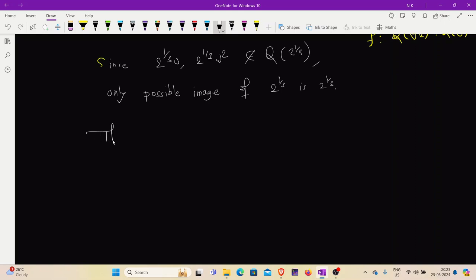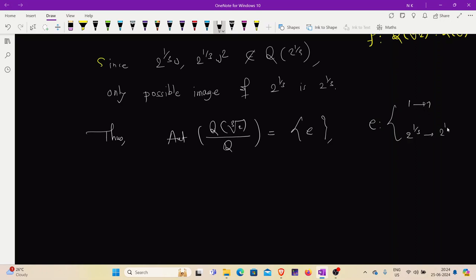Thus we can conclude here that the automorphisms of Q(cube root of 2) over Q is equal to only e, where e means 1 maps to 1, and 2 raised to 1 upon 3 maps to 2 raised to 1 upon 3. That's it. So the cardinality of the automorphism group of Q(cube root of 2) over Q is 1. Let me write this as the second statement.